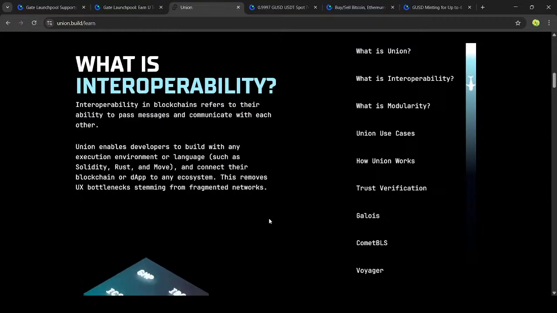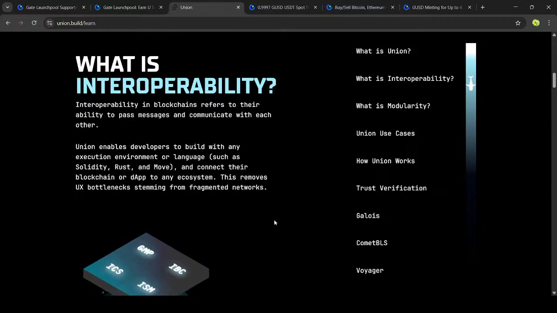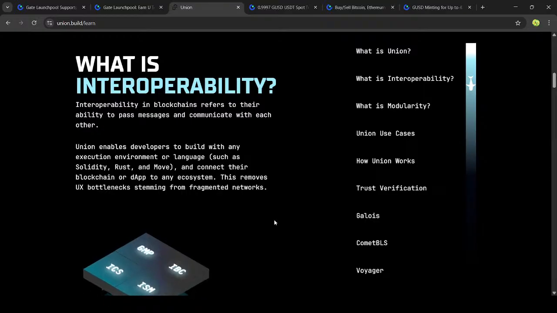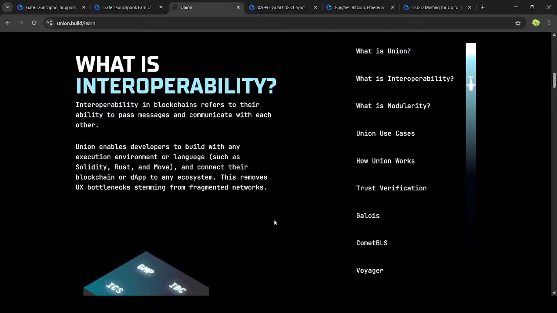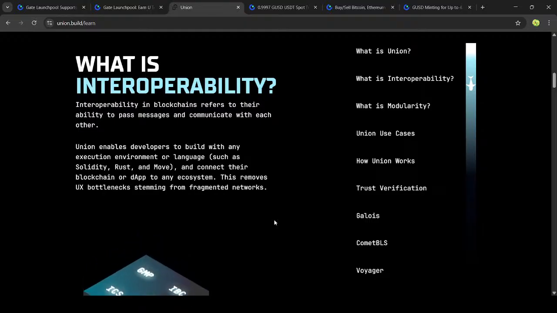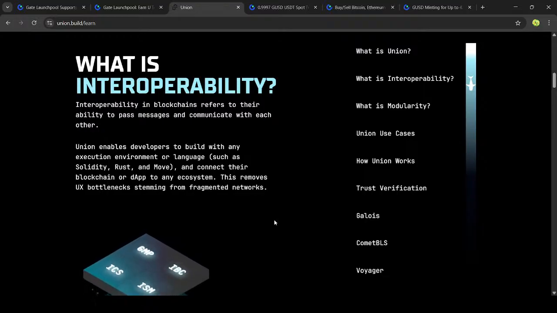So what is interoperability, guys? Interoperability refers to the ability of blockchains to send messages and communicate with each other. Union enables developers to build with any execution environment and any language, such as Solidity, Rust and Move. So you can connect the blockchain or the app to any ecosystem, which removes UX bottlenecks for the whole network.